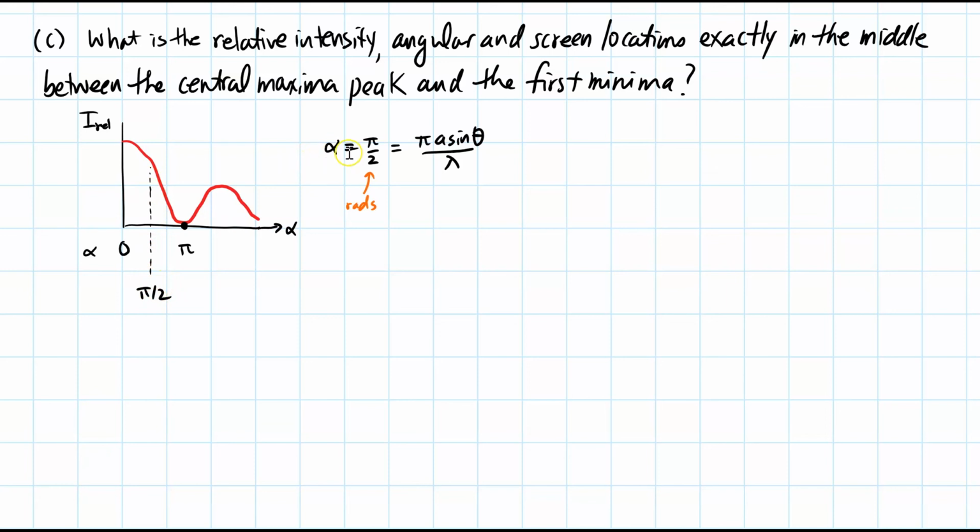The phase alpha must be pi over 2. Now note, that has to be written in radians, because that's the units of alpha. And so that's pi a sine theta divided by lambda, so now I can solve for that angle. Solving for theta here, note that the pi's cancel. Now I have theta equal to the sine inverse of 1 over 2 times the diffraction parameter, which is equal to 0.0645 degrees, a very small angle.